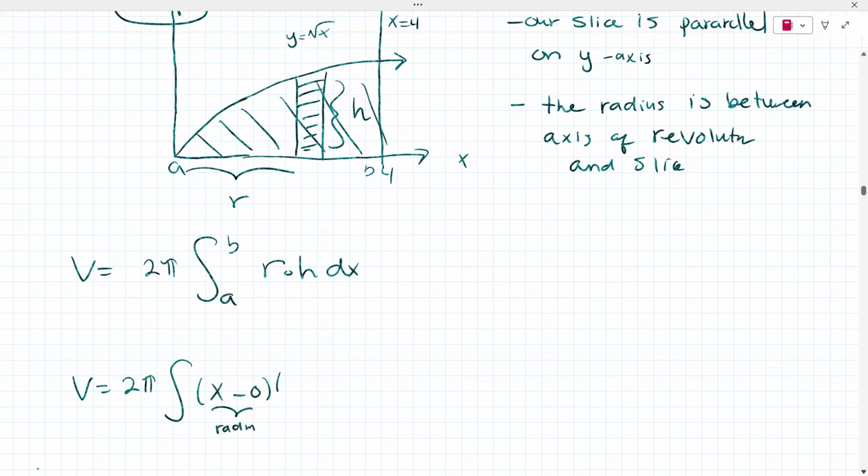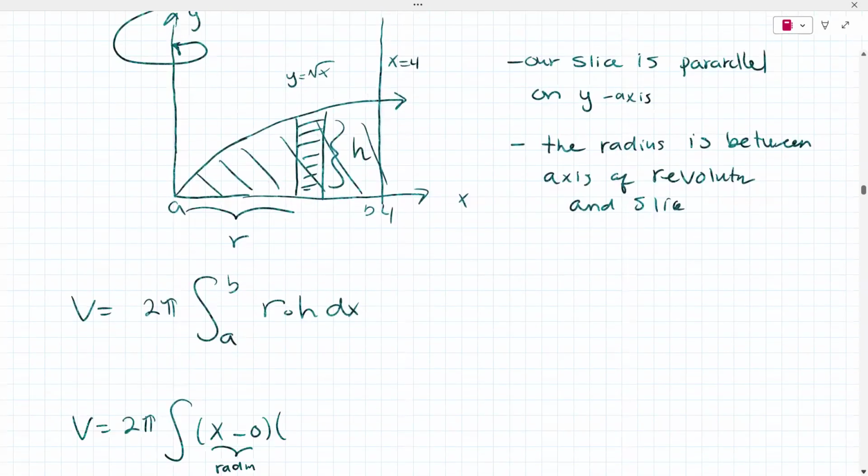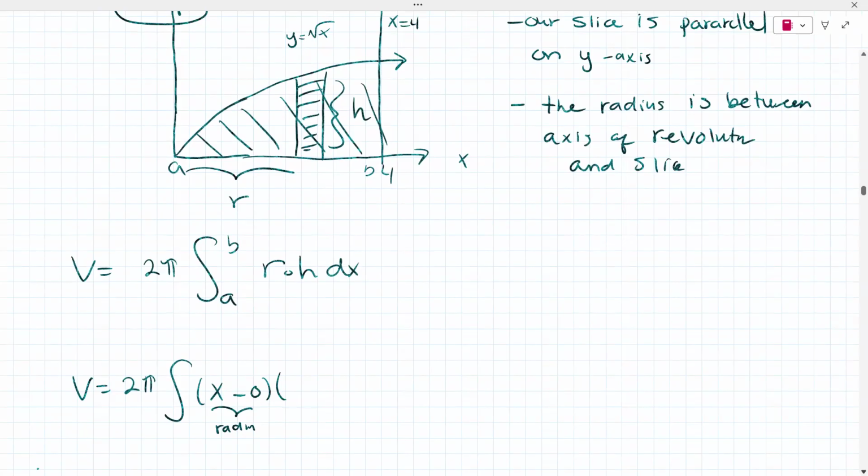And then what would be our height? Since we are parallel to the y-axis, this time it's going to be top minus bottom. So the height is top minus bottom. So it's going to be square root of x minus 0 dx.